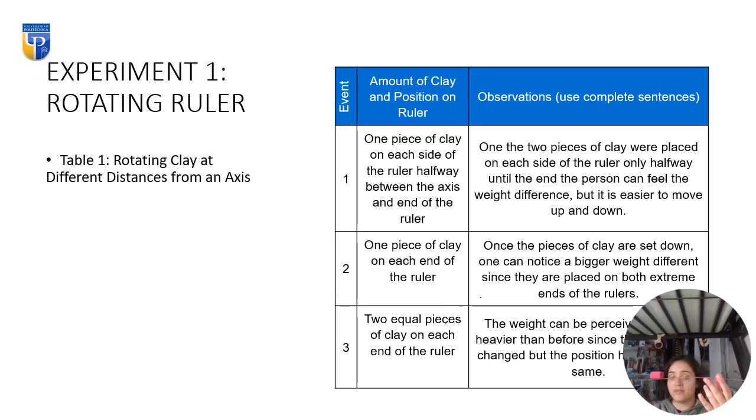Now, in event 3, when two equal pieces of clay are on each end of the ruler, which looks like this, boom, and boom, we see that it goes down even more. And it's even harder to rotate. It's harder to change its position. So I just said that the weight can be perceived as heavier. It is heavier to move. It has a higher inertia.